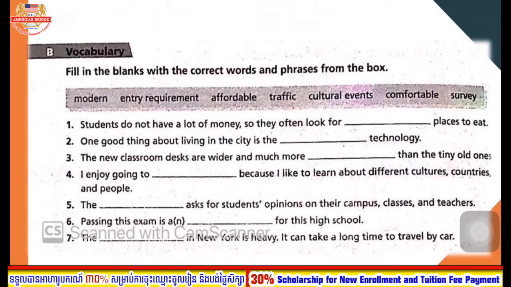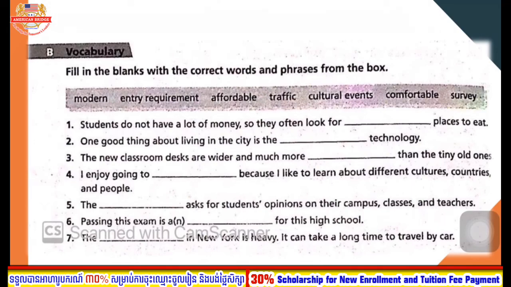Okay, so number 3, the new classroom desks are rather and much more blank than the tiny old ones. So can we talk about something? So number 3, we talk about comfortable, more comfortable. Number 4, I enjoy going to blank because I like to learn about different cultures, countries, and people. So this is we talk about the cultural events. Okay, so number 4, cultural events is the best answer.